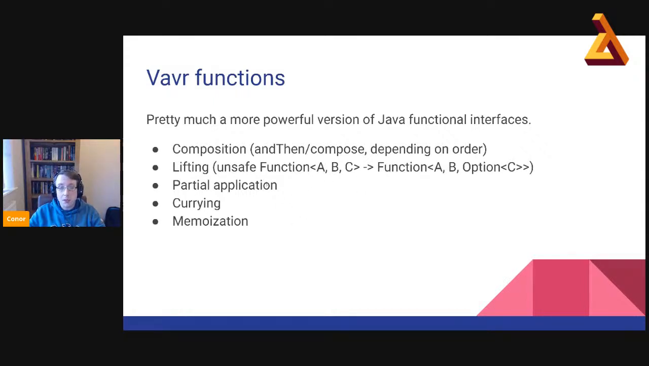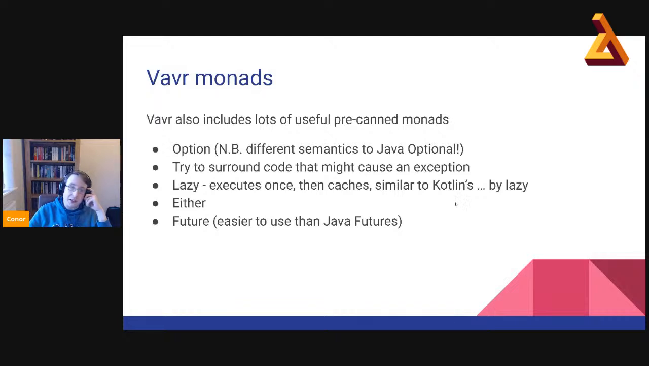You can lift functions. So if you've got a function that might not return a value, or might throw an exception, you can lift it so that, rather than a function of A, B, and C, it's A, B, and then an Option of C. You can partially apply functions, which I don't think you can do in Java, or at least not easily. You can query functions, you can memoize functions. So that's all nice. When you need this kind of stuff, it's just there for you. So that's pretty handy. And also monad. So I said the M word again.